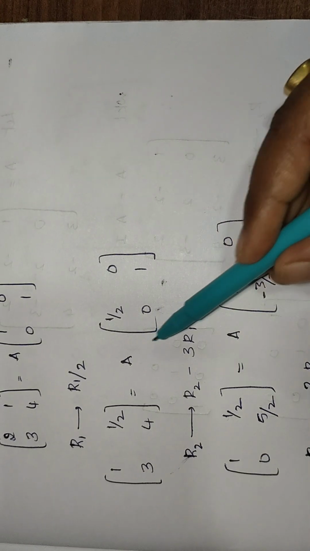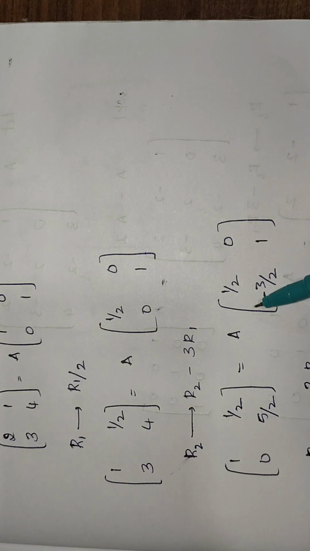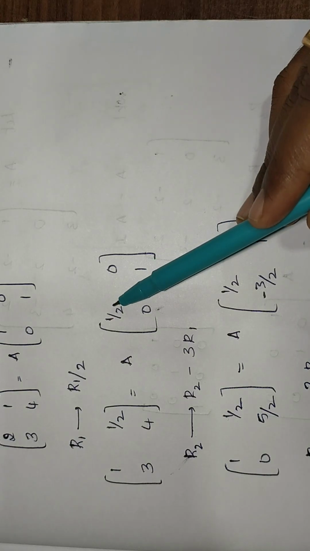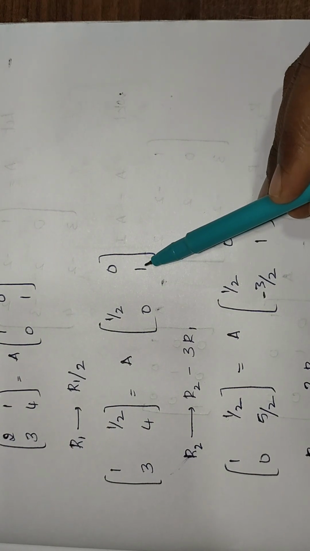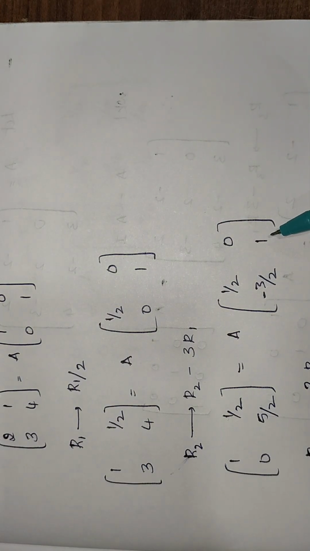And that is equal to A into, and there is no transformation for the first row, so I will write this as it is, half 0, and for the second row it is 0 minus 3 by 2, that is minus 3 by 2, and for this it is 1 minus 3 into 0, so it is simply 1. In the next step I need to make this 1, and using this one I will make this 0. That is how the concept works.